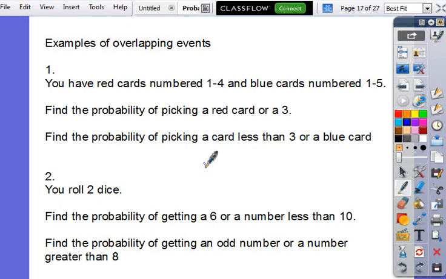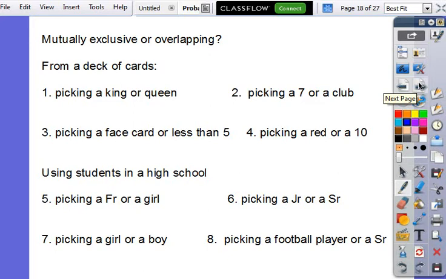Probability of getting an odd number or a number greater than 8. I can roll an odd number by itself. I can roll a number bigger than 8 by itself. Can I roll a number that's odd and bigger than 8 with two dice? 9 or 11. So again, that's what makes it overlapping. All right, we did these yesterday, right? Are they mutually exclusive or overlapping? We've got to be able to figure that out and do the question.